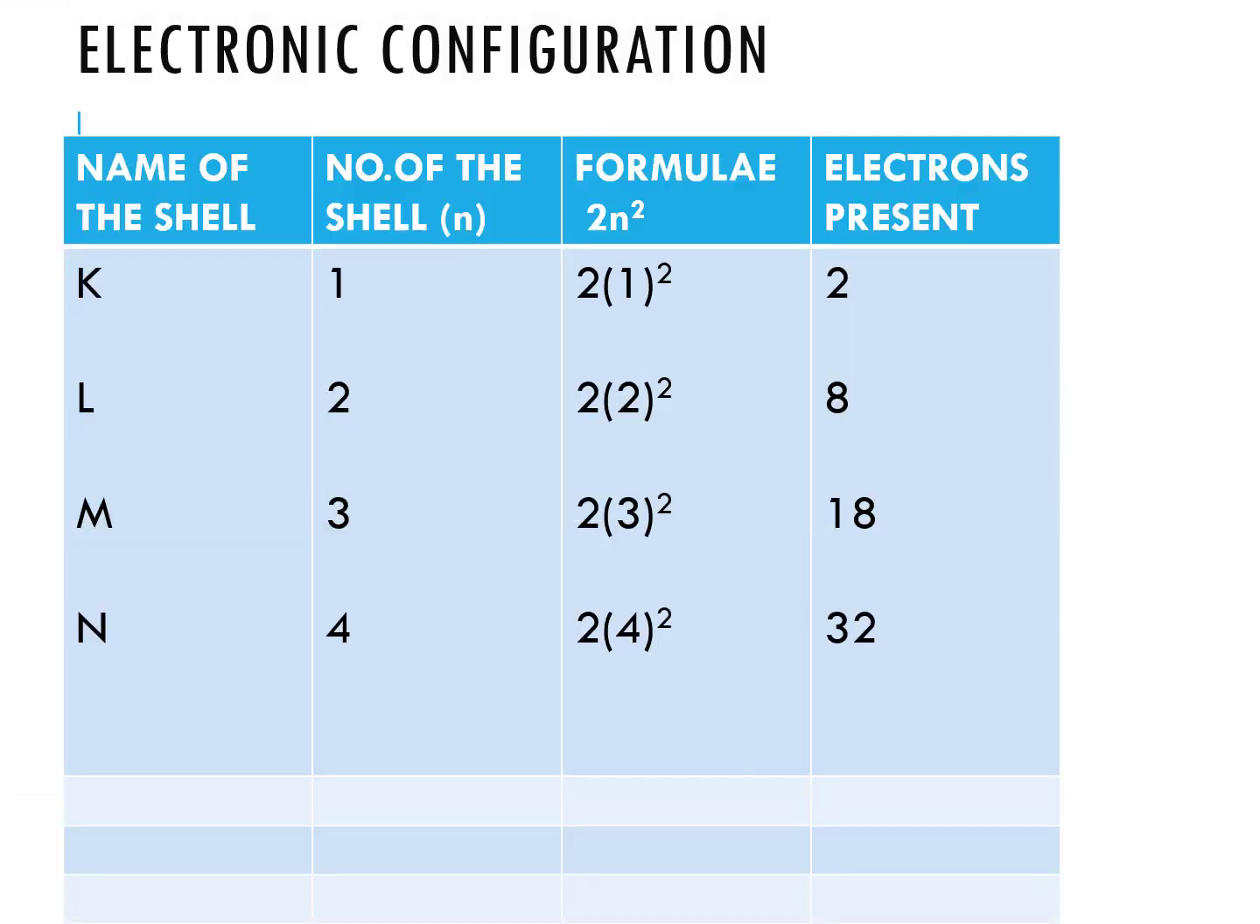Now as we see, I am giving you the electronic configuration. We see the names of the shells are given K, L, M and N, and the numbers of the shells are given by 1, 2, 3, 4. The formula for generally calculating the number of electrons present in those shells is 2n square. So as we place the value of n, we go on to find out that there are 2, 8, 18, 32 and so on electrons placed in different shells.